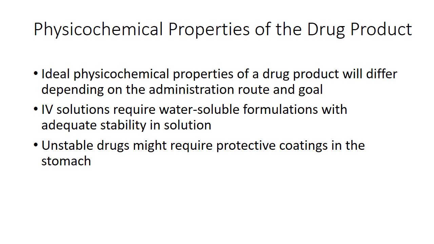Unstable drugs might require protective coatings in the stomach, and that's the obvious enteric coating story. Things like Prilosec or Nexium are good examples where the drug is protected from the stomach, and they have to have a special coating. That's because the actual product is unstable in acid, or in Prilosec and Nexium's case, they're activated prematurely in the acid, but you can say they're unstable for the most part, and that would be good enough in most cases.